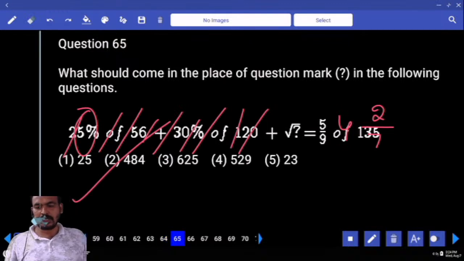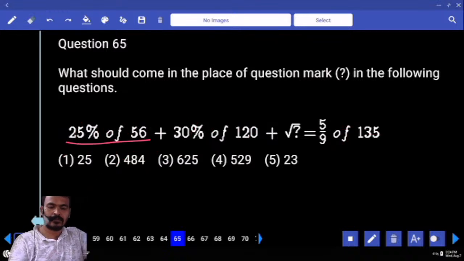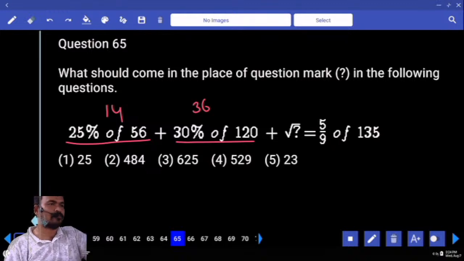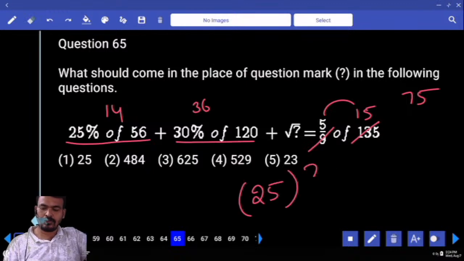Next question number 65. First priority left hand side, 25% of 56, 14. 30% of 120, 36. 36 plus 14, 50. Next right hand side, 9 how many times? 135. 15 times. 5 into 15, 75. Right hand side 75, left hand side 50. Difference is 25. We required 25 square. What is the answer?